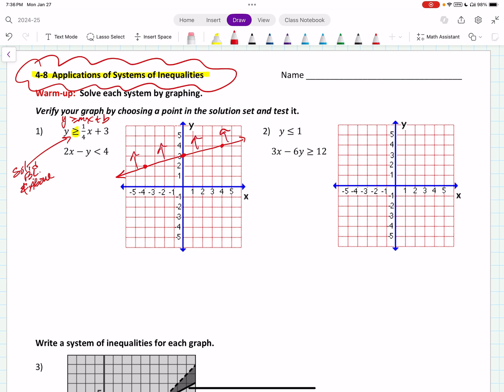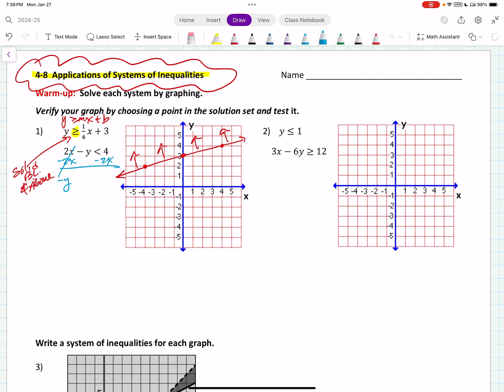Okay, now the second one, let's switch colors here. The second one, we have to get in slope-intercept form. That's one of the many techniques to do this. There are others, so if you want to do it other ways, that's cool too. First thing here, you're going to add the opposite of 2x, which is negative 2x.